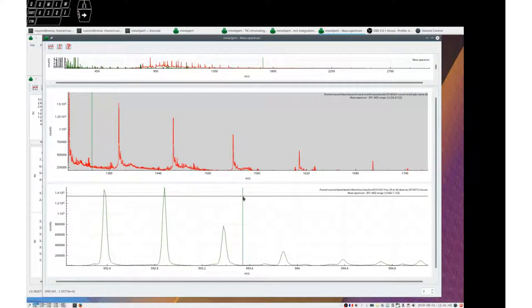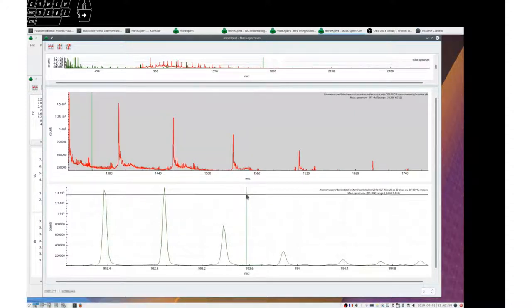Greetings, this is a video tutorial about deconvolution in MineExpert. Deconvolution can be based on charge state envelope peaks or isotopic cluster peaks.